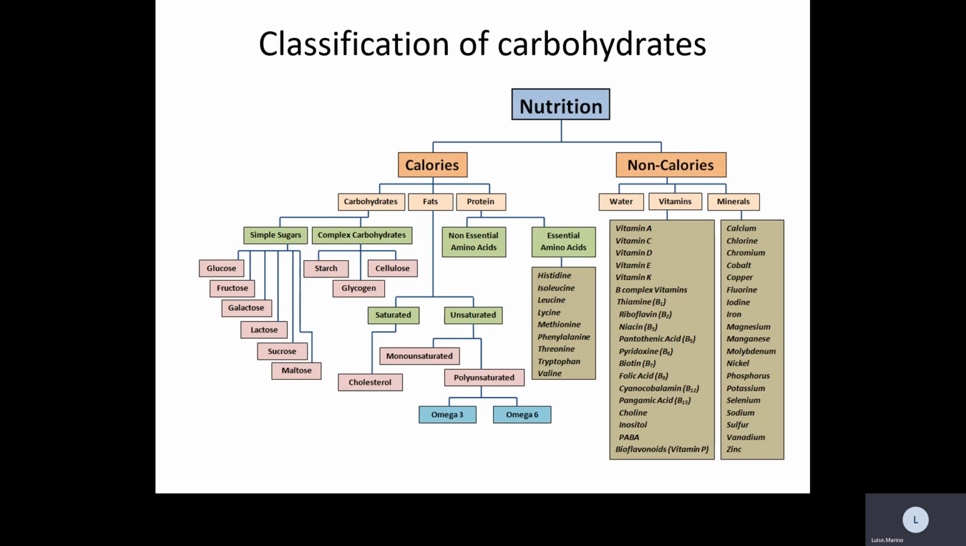So if we look at the classification of carbohydrates, looking at this diagram, we've got simple sugars, so we've got glucose and fructose, and then we've got galactose. Then you've got lactose, which is made up of galactose and glucose. Sucrose is glucose and fructose, and then you've got maltose. So your complex carbohydrates are obviously starch, glycogen, and cellulose.